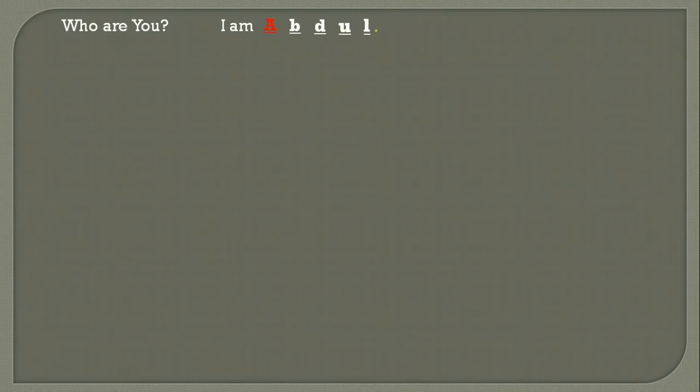You need to answer like this. I am Abdul. Your answer should be like this. Notice one thing here. I am Abdul. A is in capital letter here. Why? The first word I is in capital here, and the first alphabet of this name Abdul is in capital. Why? Because if you are going to write a name, then you have to write the first alphabet in capital letter.